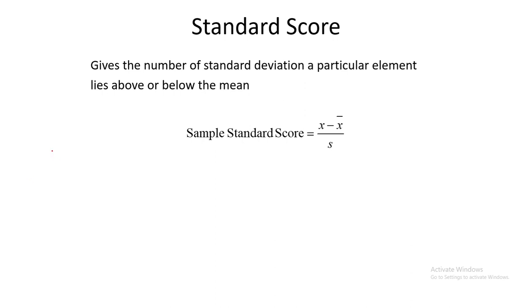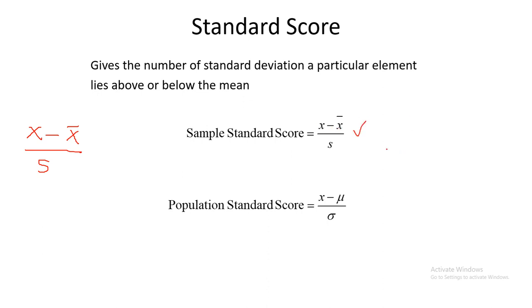Okay, if you are given a value x, and you have the mean x bar and the standard deviation, and you take the difference of each value from its mean and divide by the standard deviation, it gives you the standard score. The standard score basically tells you where you stand from the average value, in units of standard deviation. That is how many standard deviations you are away from the middle value.